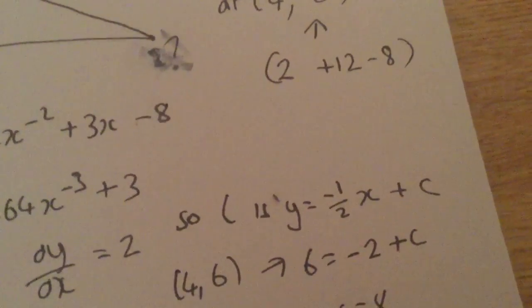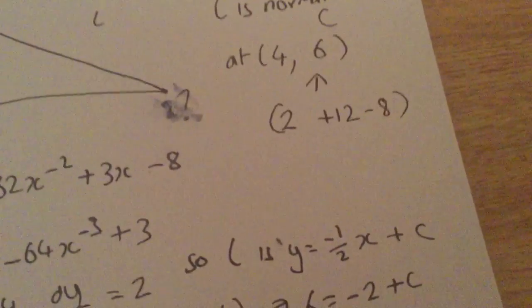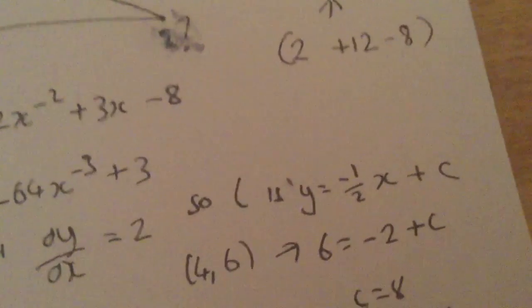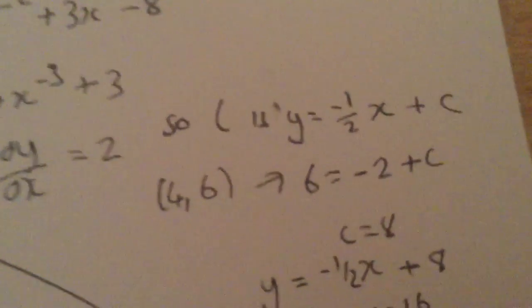So y equals minus a half x plus c. And now we use (4, 6), the 6 that we worked out before. Substitute into there, and we can find out what c is. We've finally got a full equation for L.